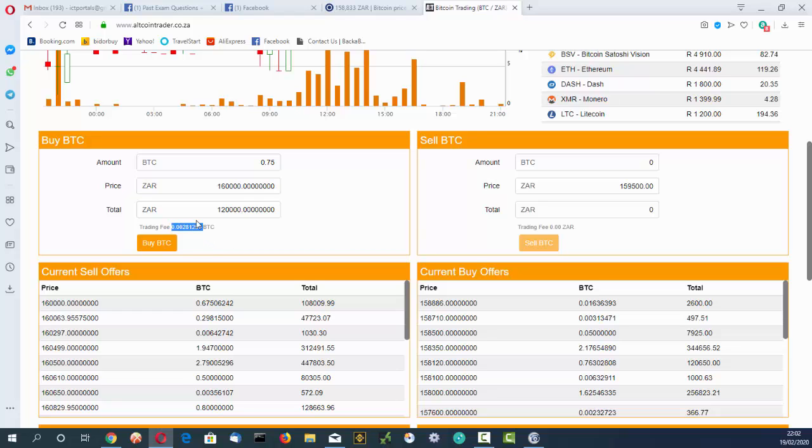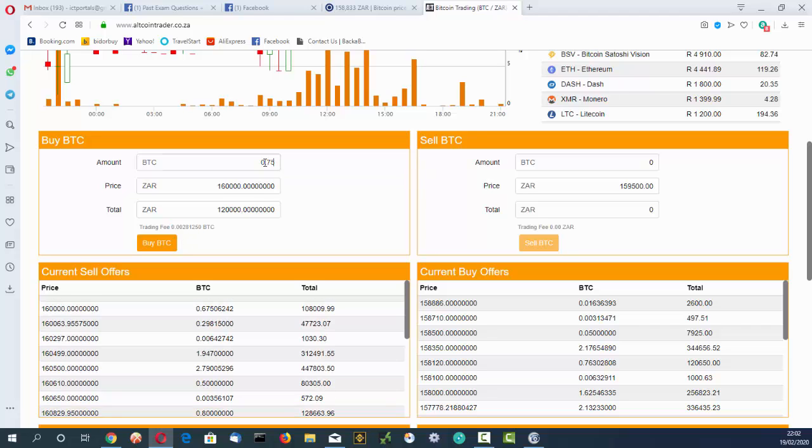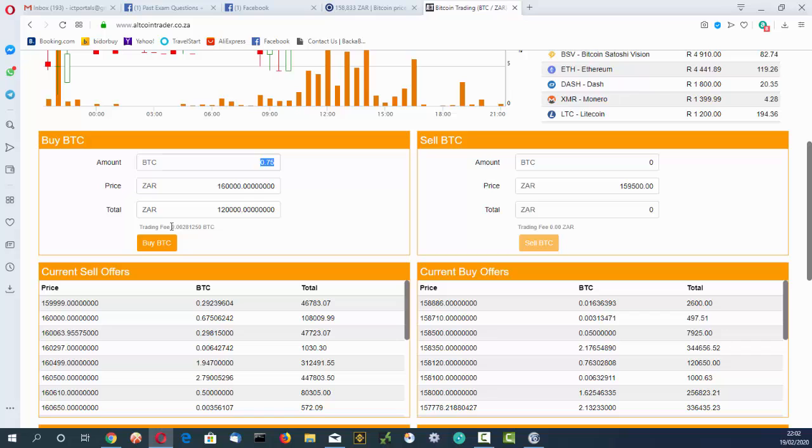In AltcoinTrader, we don't have market taker or market maker. Anytime you want to trade, you must pay charges. For example, look at what we are paying for buying 0.75 Bitcoin. We are going to pay this as our fee. If you calculate this, it should be around 0.6%.